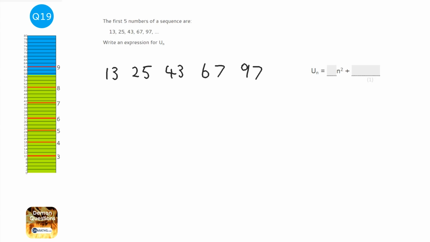Now with all sequences we're interested in what they go up in. So if you've got a calculator you can just do 25 take away 13. If it's on the non-calculator paper then you can just quickly do it in your head. And I'm going to do this for a few of them. Now you might notice straight away that the next one goes up in 18.